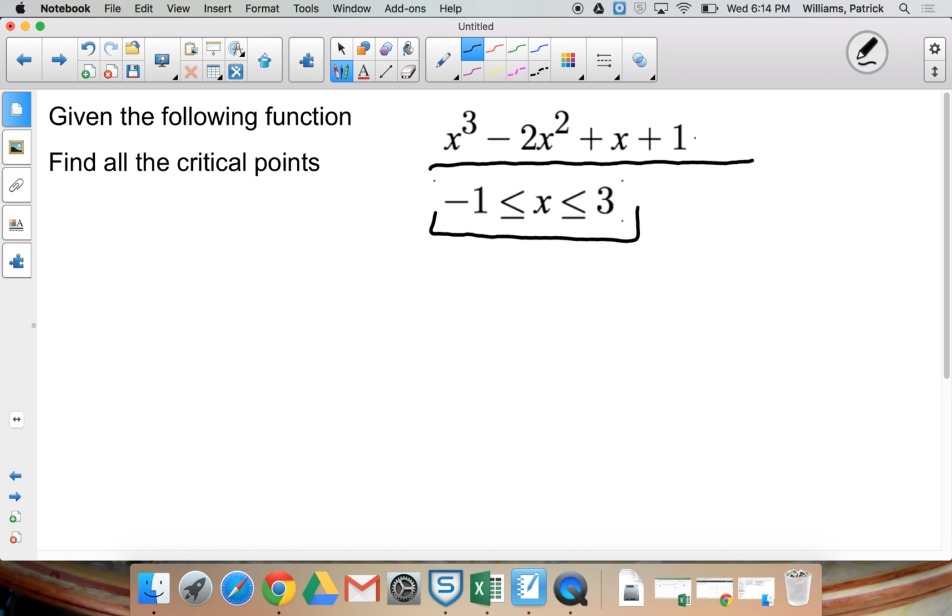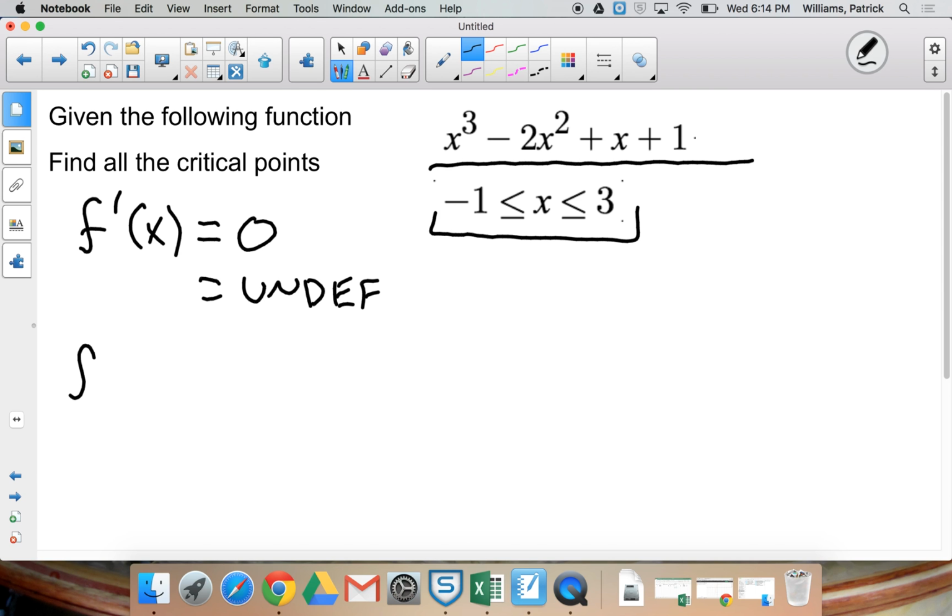All right, so if you want to find the critical points, remember the critical points are where f prime of x is equal to 0 or undefined. So let's find our first derivative right now. The first derivative of this is going to be 3x squared minus 4x plus 1.